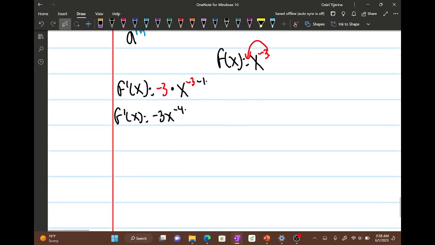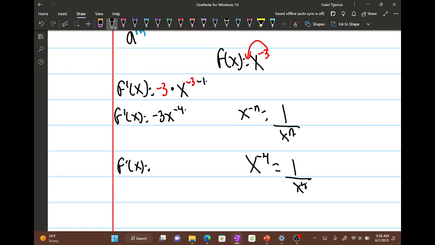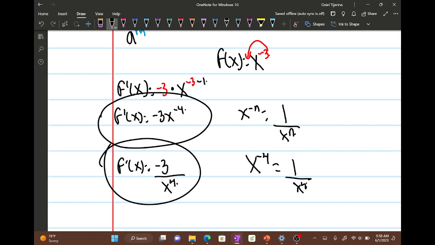You can always write it with positive exponents. If you want to do that, you know that x to the negative n is 1 over x to the n. So we know that x to the negative 4 would be 1 over x to the 4th, and so it'd be negative 3 over x to the 4th. But either way, it would be right. It depends on your professor or your teacher, but either way would be right.